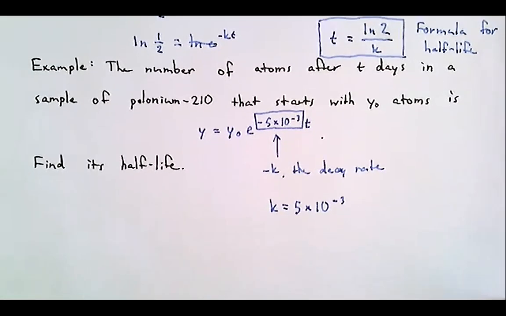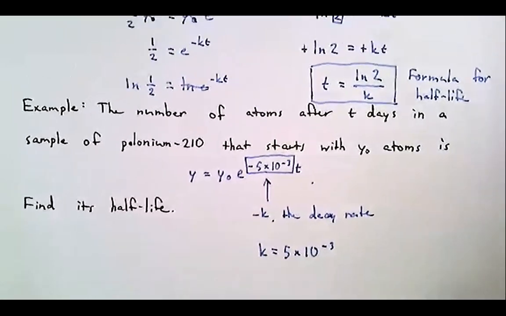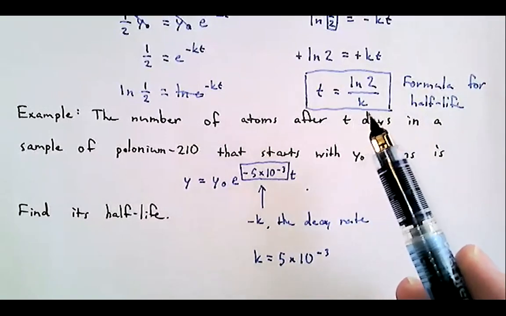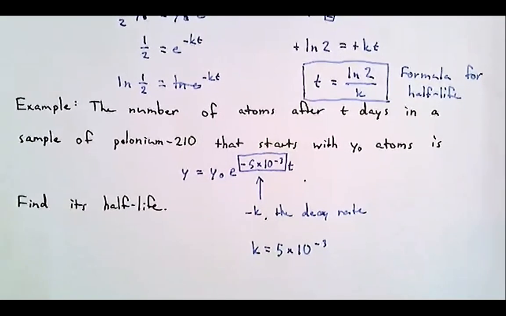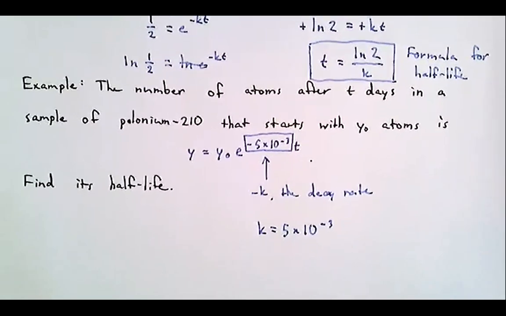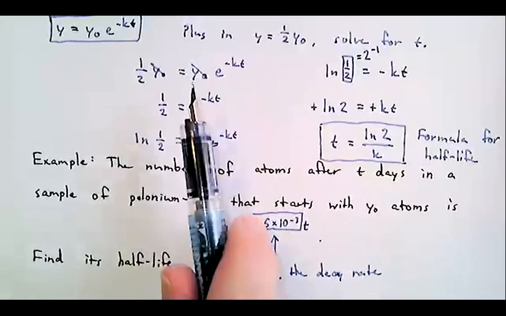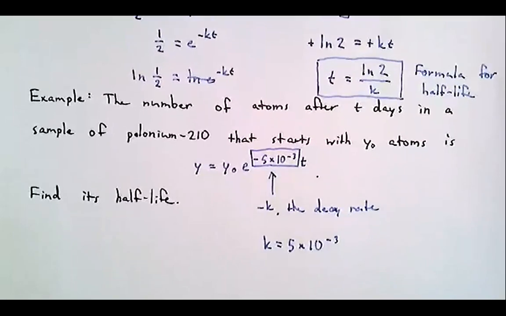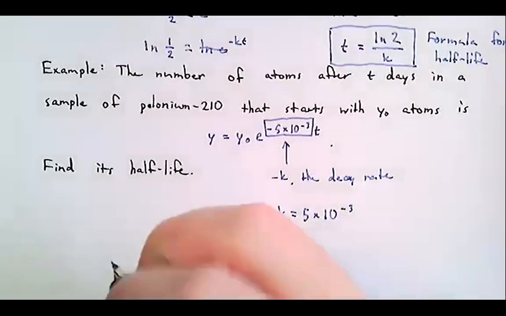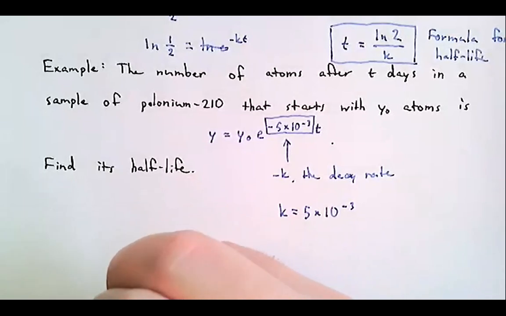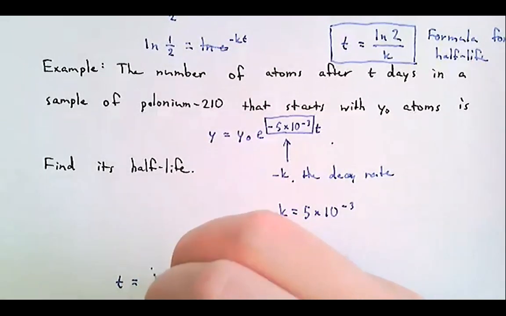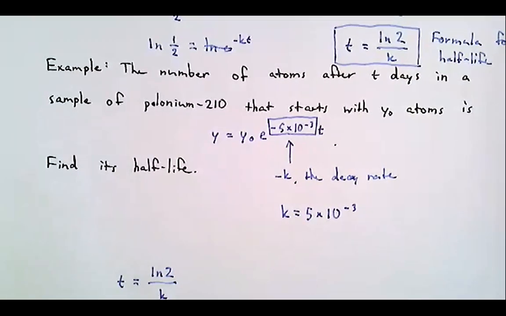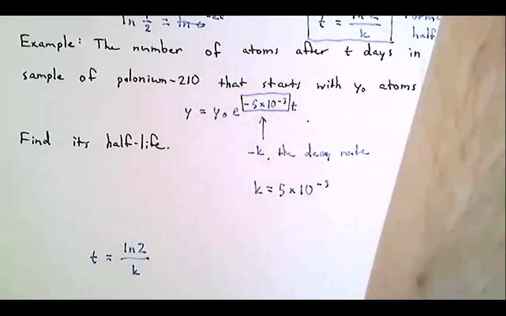And remember, we're finding the half-life, and just a second ago, we found a formula that relates the half-life T with the decay rate K. So instead of going back to the algebra of solving, we can just plug K into the formula. So T is equal to log 2 over K. This is our formula. And all we have to do is plug in the value.